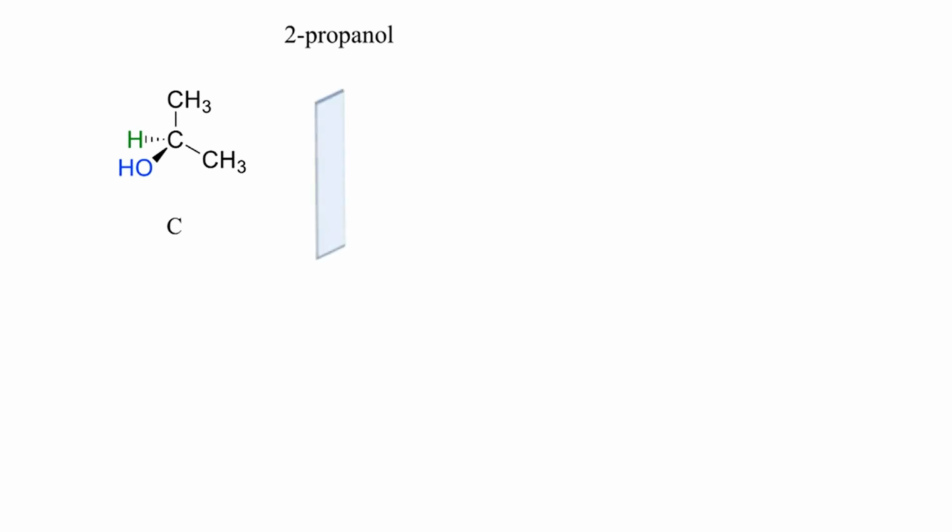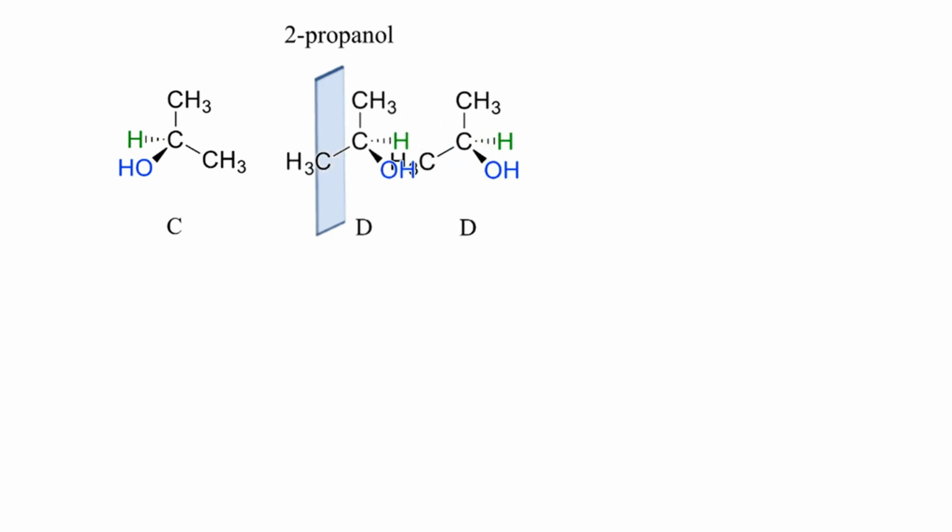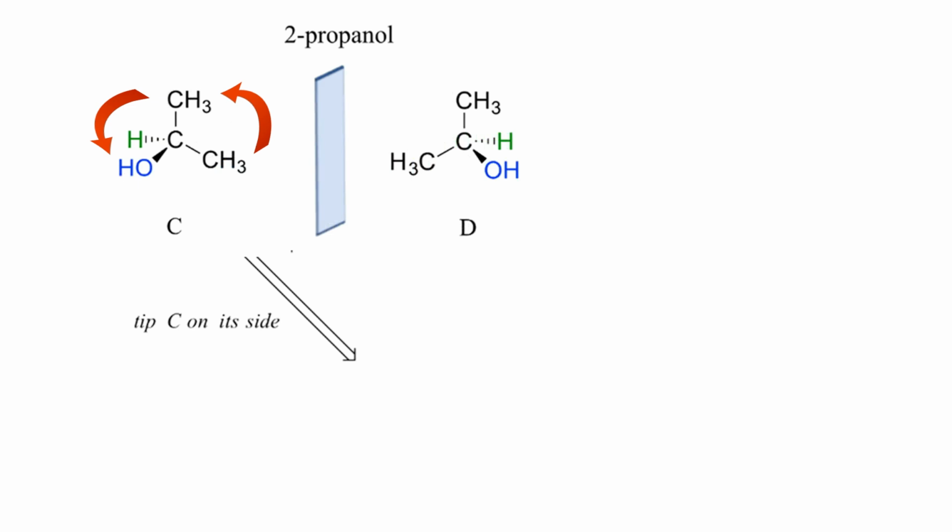To understand it further in terms of a real molecule, take 2-propanol as an example. It is represented as C. The mirror image shown is called D. You can see, if we attempt to superimpose D on C, it appears they are not superimposable. However, just like we did in the case of the previous ball and stick model, if we tip molecule C like this, we get a new representation of C.